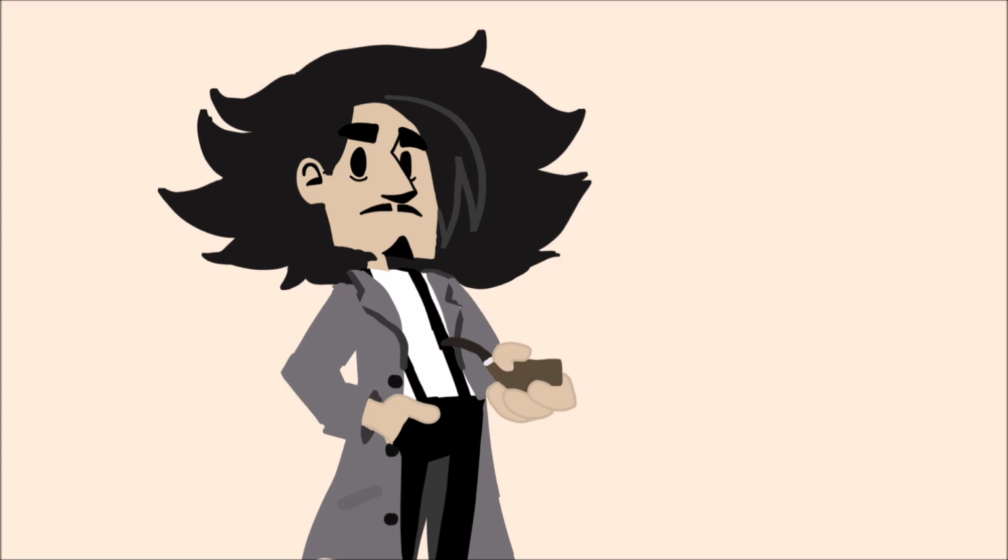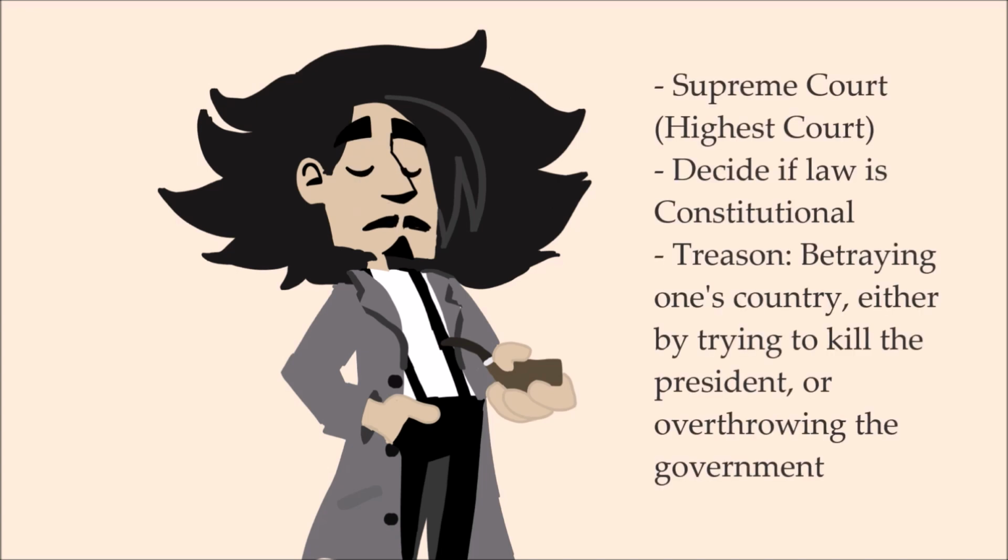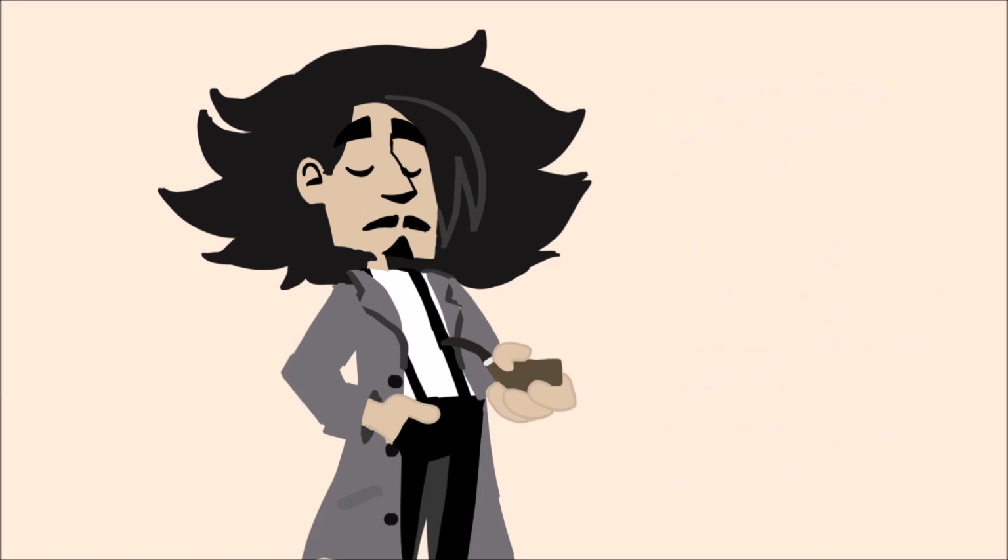Article 3 explains the judiciary branch. The Supreme Court is the highest court in government, and they usually decide whether or not something is constitutional. It also explains the concept of treason, which is basically betraying the country. Article 4 just explains the states' rights.